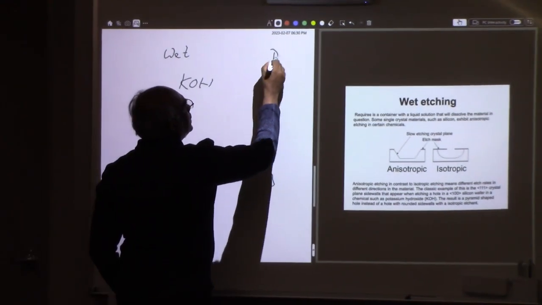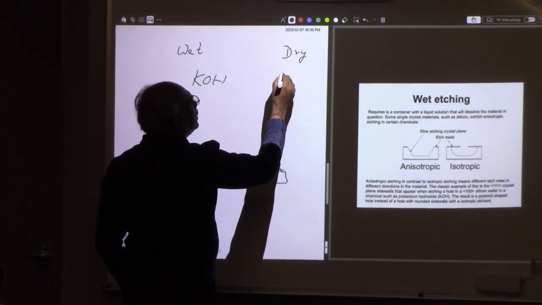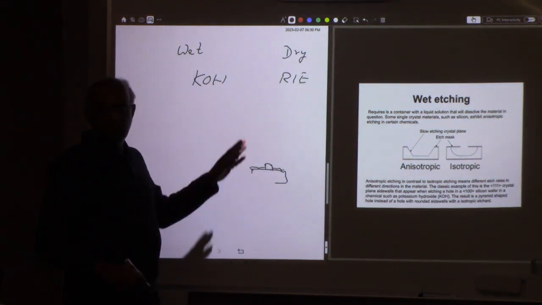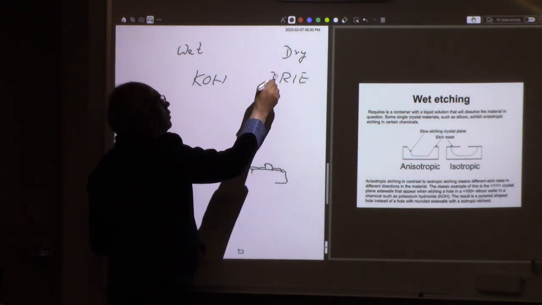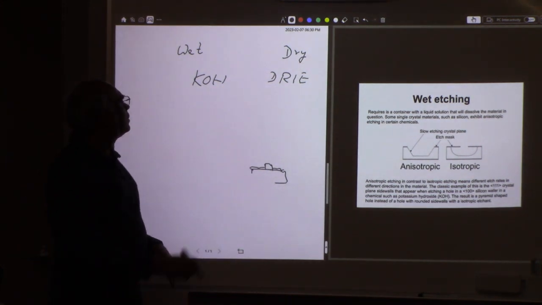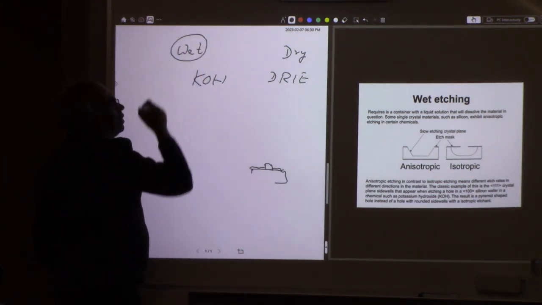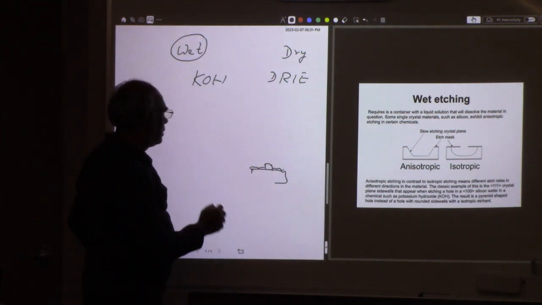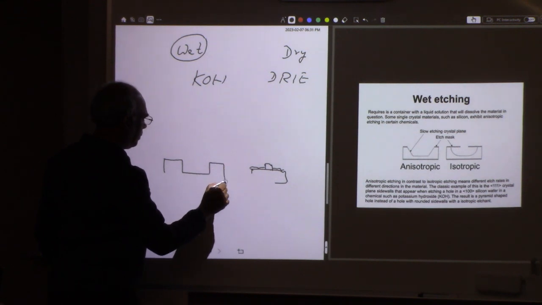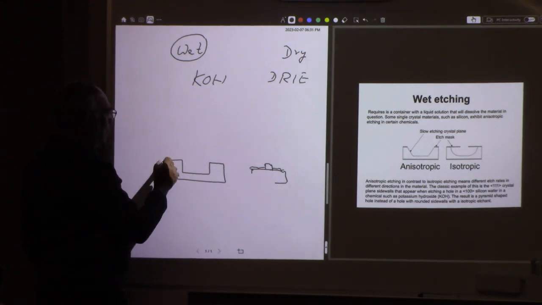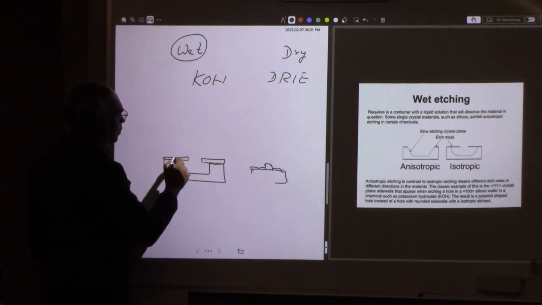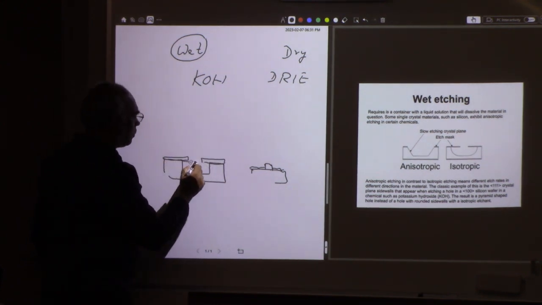Another one is dry etching. This is sometimes called RIE, reactive ion etching. That's also sometimes called dry reactive ion etching and things like that. So this is wet etching. So in wet etching, suppose you have this one, you have something like this. If I want to etch this one, from here, right?